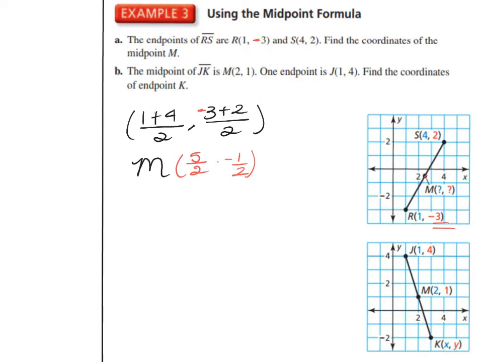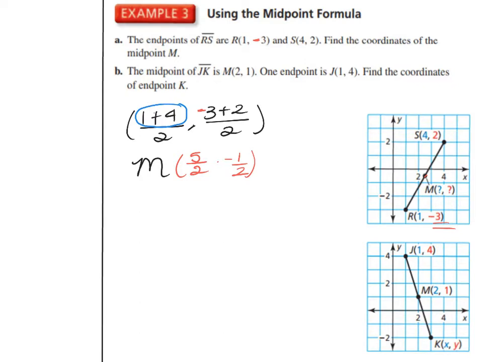B, the midpoint of JK is M. So they're giving us the midpoint. One endpoint is J. Find the coordinates of endpoint K. So they're giving us the midpoint, and they want us to find an endpoint. So that's what makes it kind of difficult. I'm not going to have both numbers like I did up here. I'm only going to have one of them. So I'm just going to replace what I don't have with a variable.